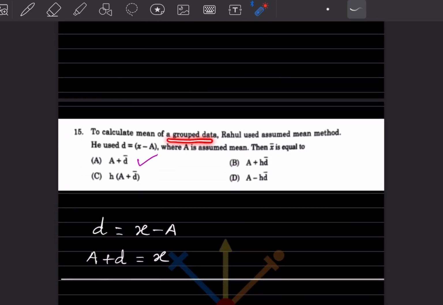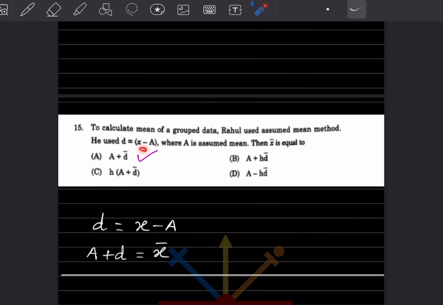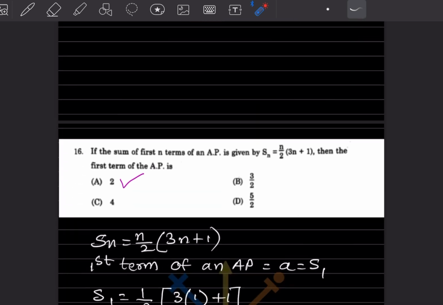To calculate the mean of grouped data, Rahul used the assumed mean method. He used d is equal to x minus a, where a is the assumed mean. Then you have to find out x. This is given as d is equal to x minus a. If we rearrange this, if we take a to this side, minus a is going to be plus a. So a plus d is equal to x. So this is the correct option. This is the simplest one.